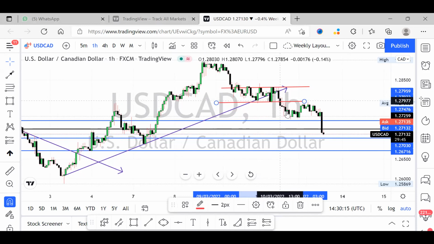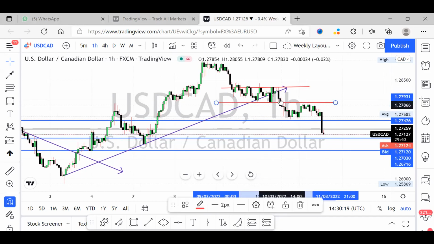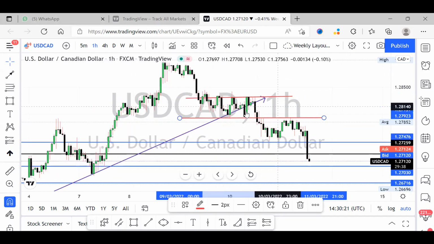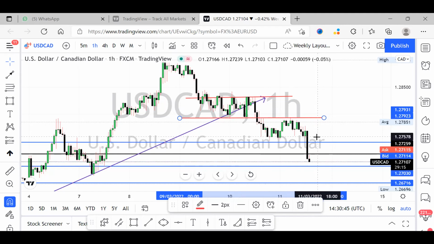But make sure you get the confirmation. Confirmation means that when price breaches the zone, goes through the zone, you don't enter. You wait for the candles to not go above here. This is confirming that the price is not going to go up. It's the third confirmation that the price is not going to go up, the sell is going to continue. You need to see these kind of confirmations before you enter the market.